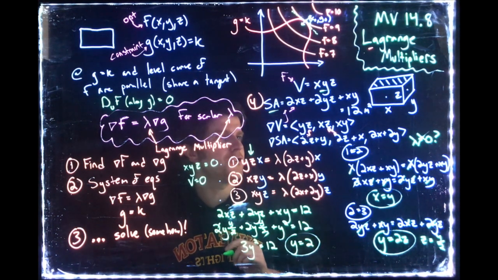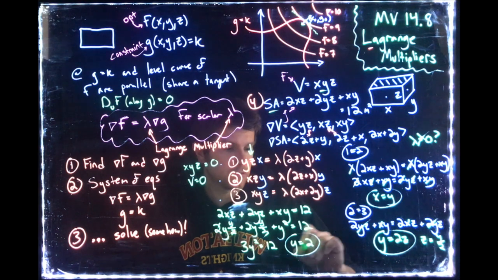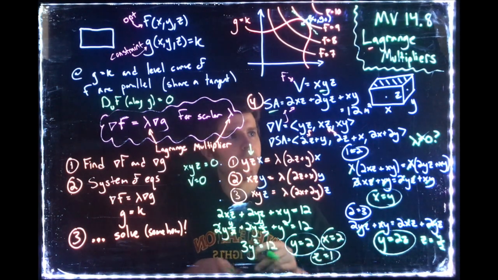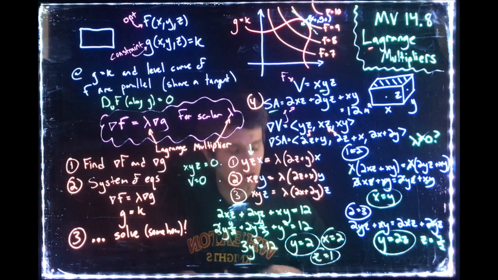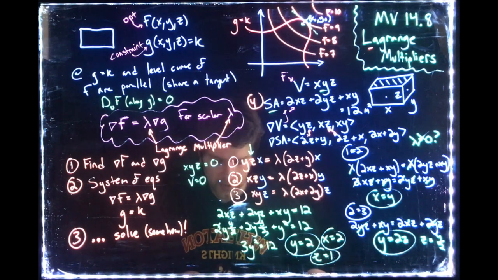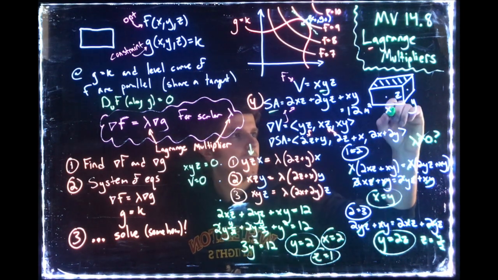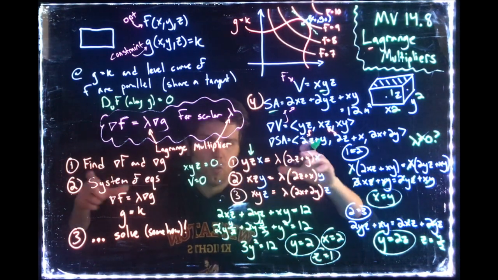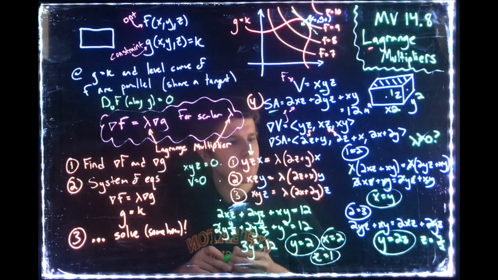If y is equal to 2, so is x. And y equals 2z, so z is equal to 1. So it turns out that if I have 12 square meters of cardboard to work with, the correct dimensions for my box are 2 by 2 by 1. It is wide and a little squat.